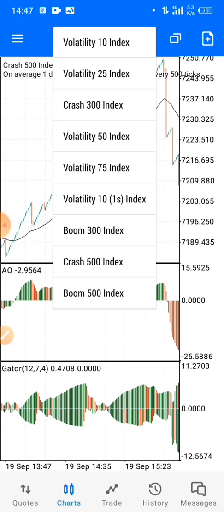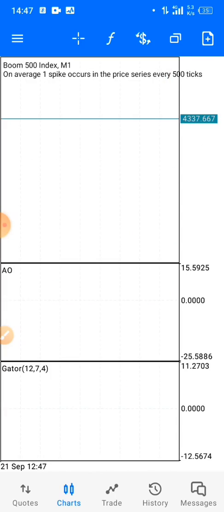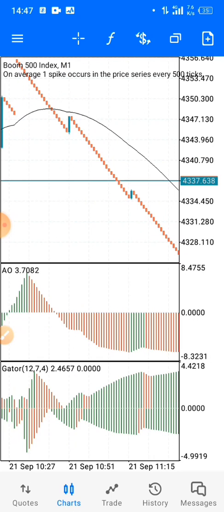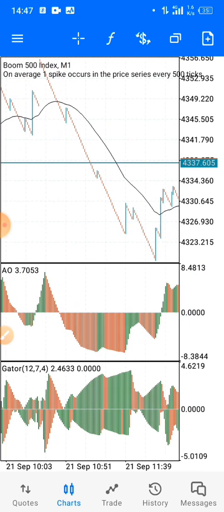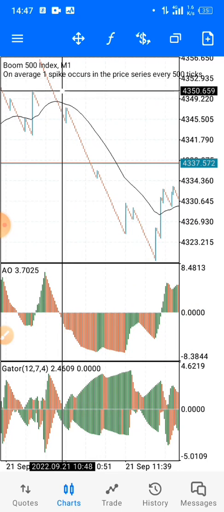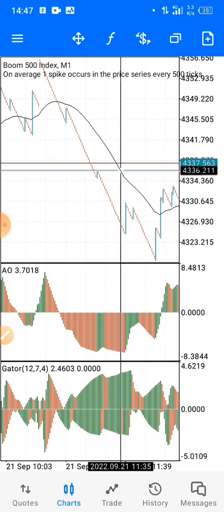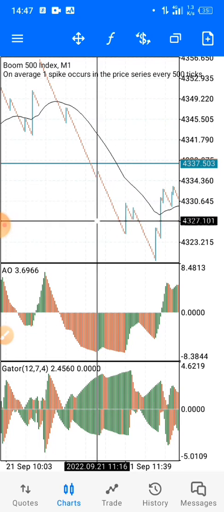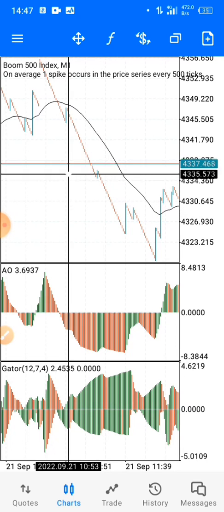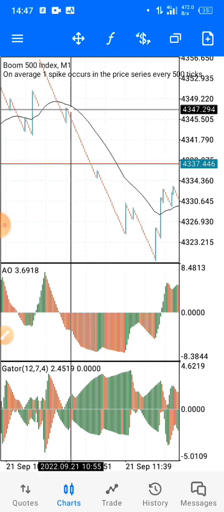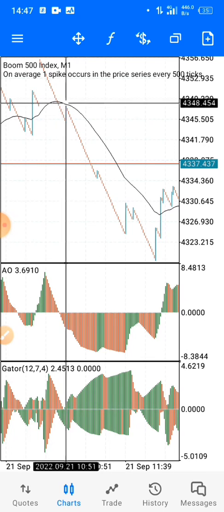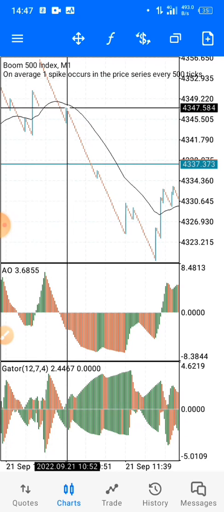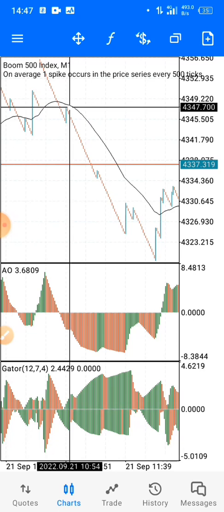Then let me show you Boom 500, and then I'll call it a day, right? So for Boom 500, here the candlesticks are below the 50 moving average, right? Firstly, the candlesticks are below the 50 moving average here, right? Then it spikes here, right? Then we wait for the candle for the Awesome Oscillator.